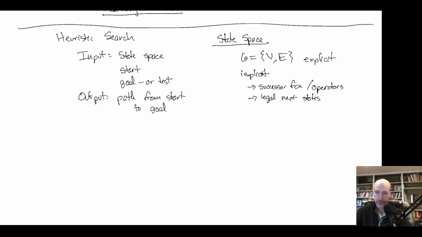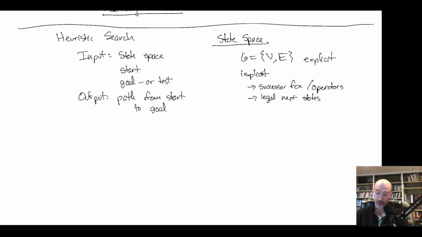And so depending on the size of the problem, and depending on whether it's explicit or implicit, it's going to really change what methods I can use for building heuristics or solving these problems. And we'll be looking at both of these, some of the trade-offs that come from both, and the algorithms that we use differently in each of these different state spaces.